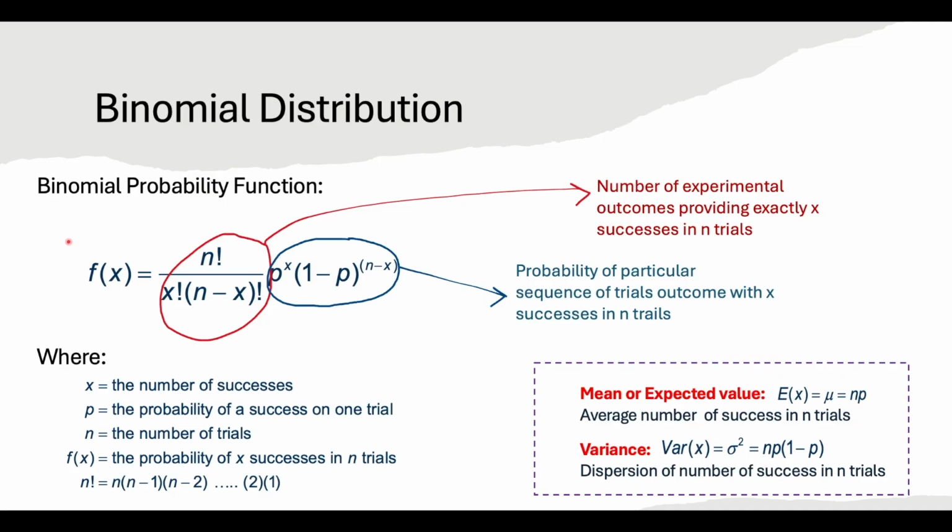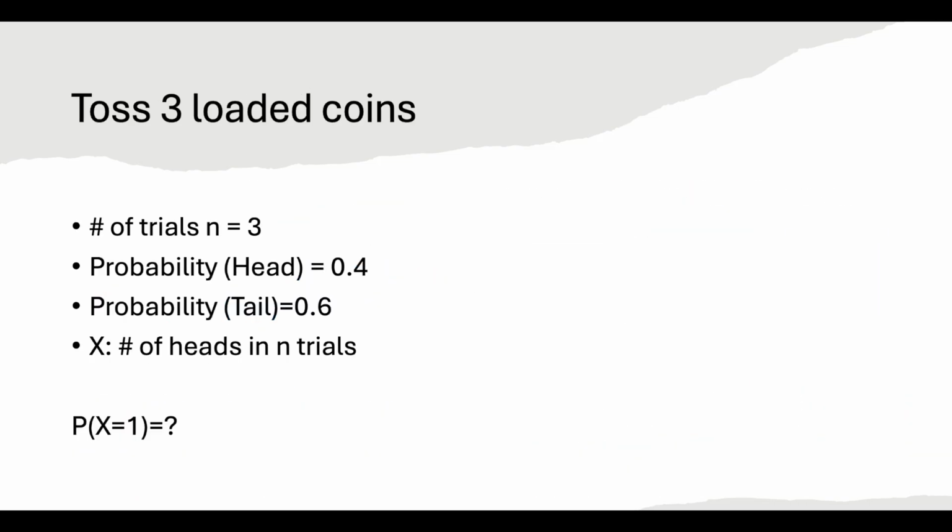But let's look at this function one more time and understand it within an example. In this example, we toss 3 loaded coins. Since the coins are loaded, the probability of getting head and tail is not equal. Let's assume that the probability of getting head is 40%, and the probability of getting tail is 60%.